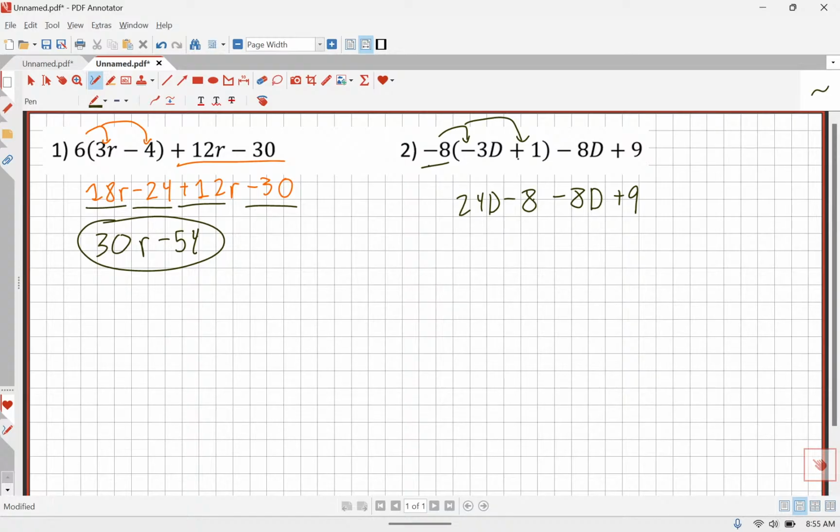Archie, where would you go from here? 24D and minus 8D. I got 16D. Mm-hmm. And then negative 8D plus 9 equals 1. So plus 1. Awesome. 16D plus 1. Awesome. How many of us got 16D plus 1, or see how we got that and aren't too concerned? You guys doing okay out there? Okay, I love to see it, guys.